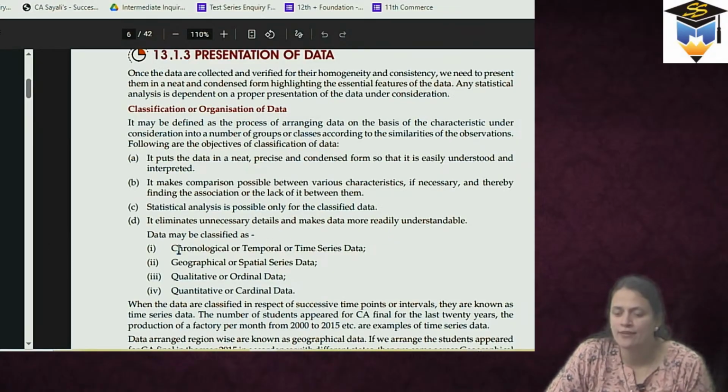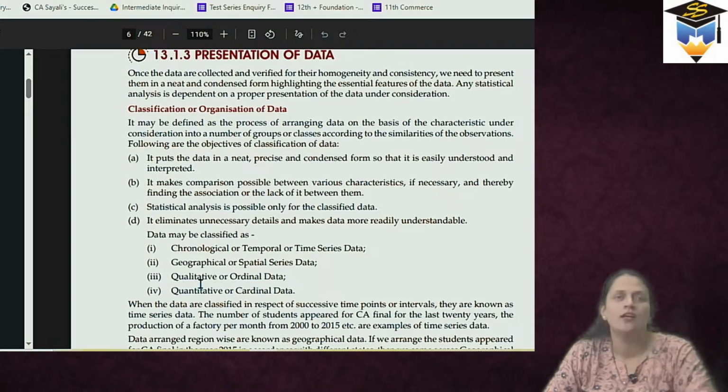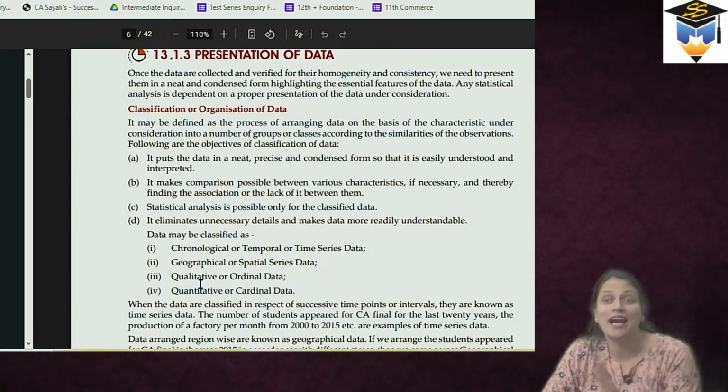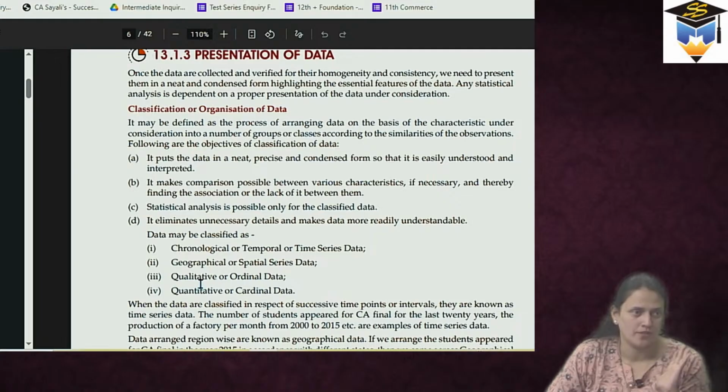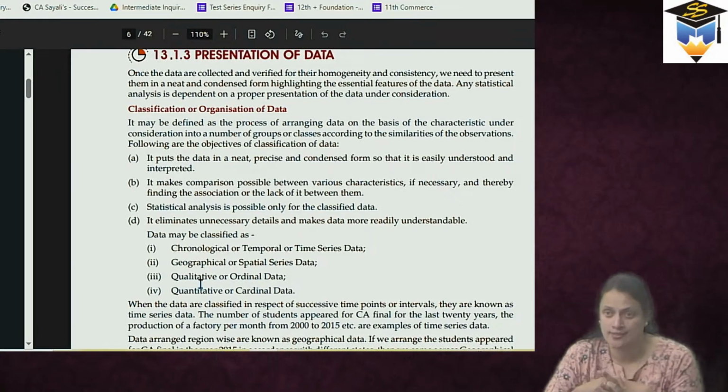So data may be classified as chronological, geographical, qualitative and quantitative. Instead of using the words qualitative, quantitative, they can also ask ordinal and cardinal. So you should know that qualitative data is nothing but ordinal, quantitative data is nothing but cardinal. That you have to remember, because such small things normally ICI asks for fill in the blanks or that type of questions.